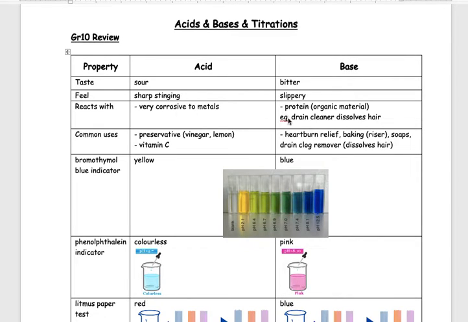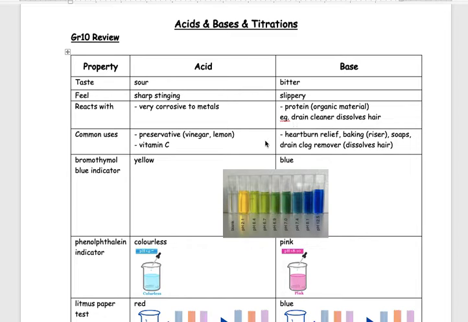Bases try to attack organic materials. For example, we have base chemicals in things like Drano and sink decloggers, because they'll go after any kind of organic material and dissolve it, like hair.